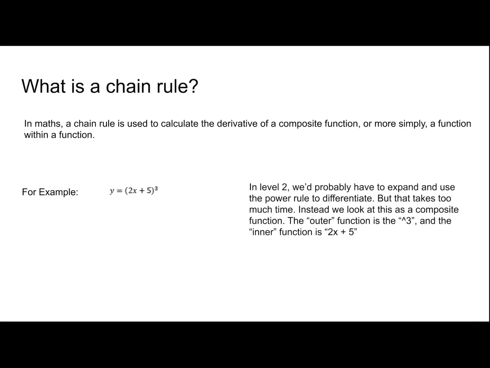In level 2, we'd probably have to expand and use the power rule to differentiate. But because that takes a lot of time, mathematicians have devised a strategy to differentiate these composite functions at a much faster speed. Instead, we can look at this as the outer function and the inner function. In this case, the outer function is the to the power of 3 on the outside, and the inner function is everything inside the bracket, which is 2x + 5.